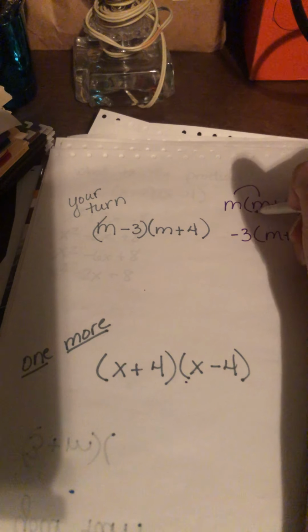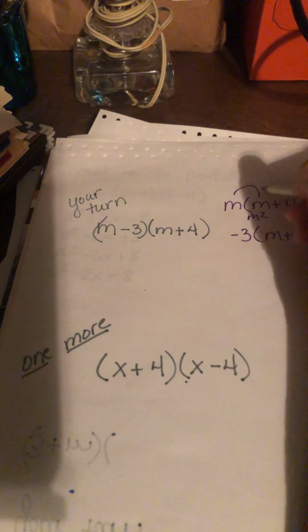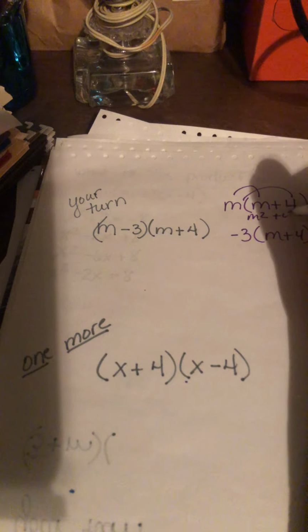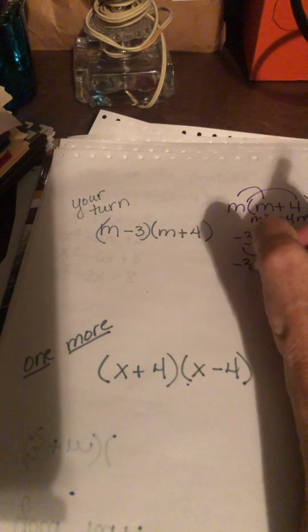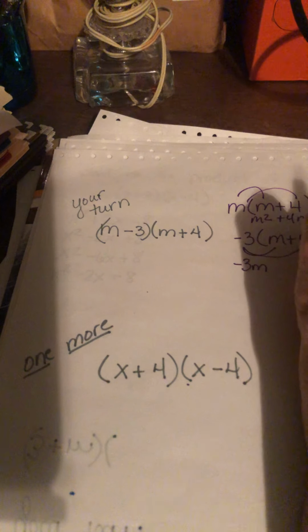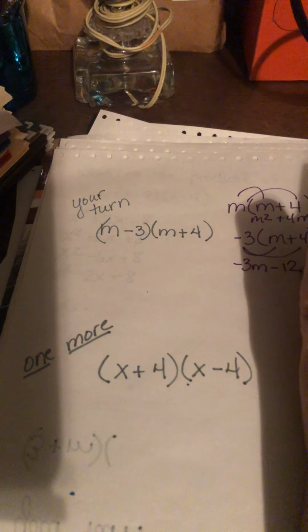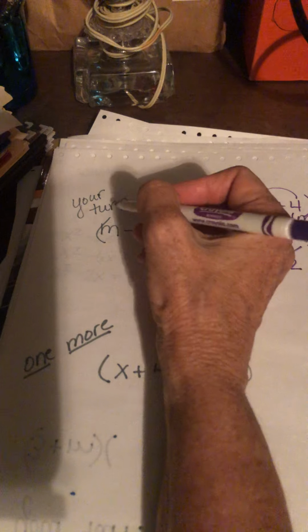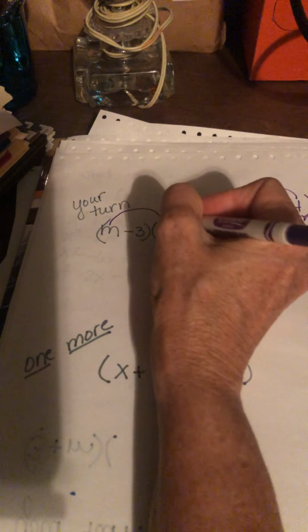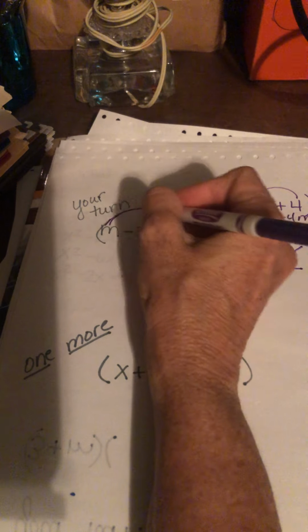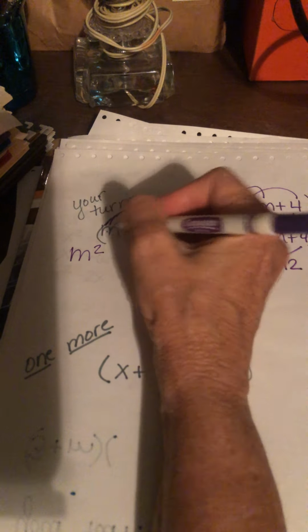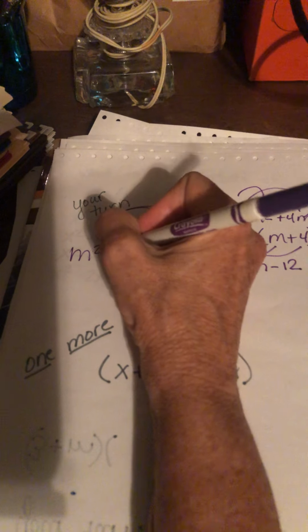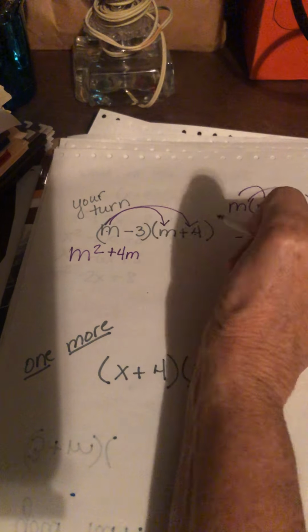You could have said M times M is M squared. M times 4 is 4M. And then you could have said negative 3 times M is negative 3M. Negative 3 times 4 is negative 12. Or you could have done it over here. I'm going to take this M and multiply it to here and to here. M times M is M squared. M times a positive 4 is 4M.